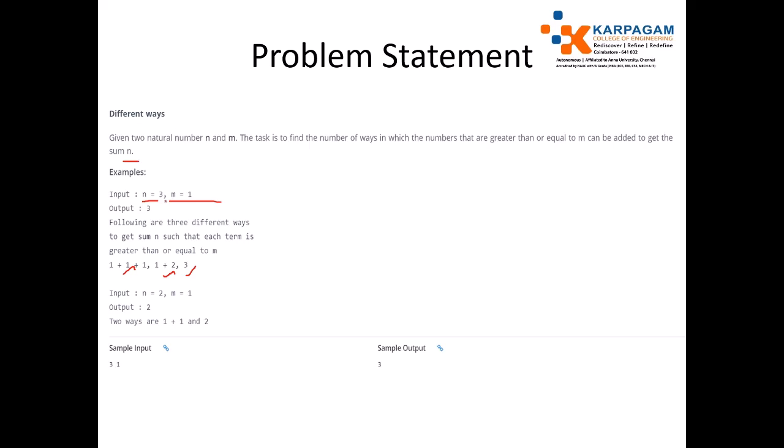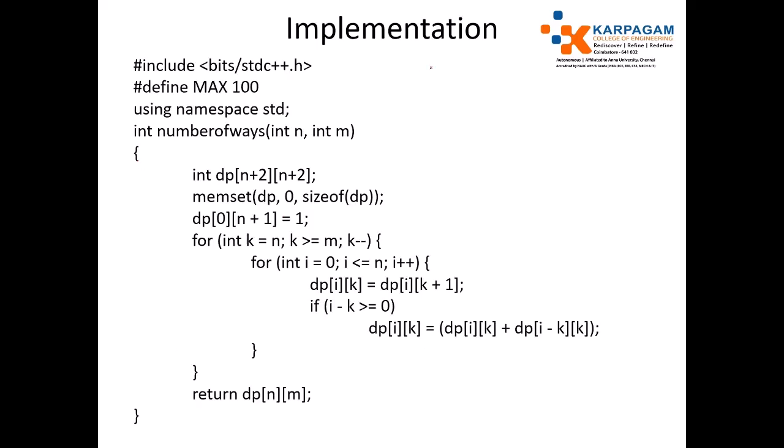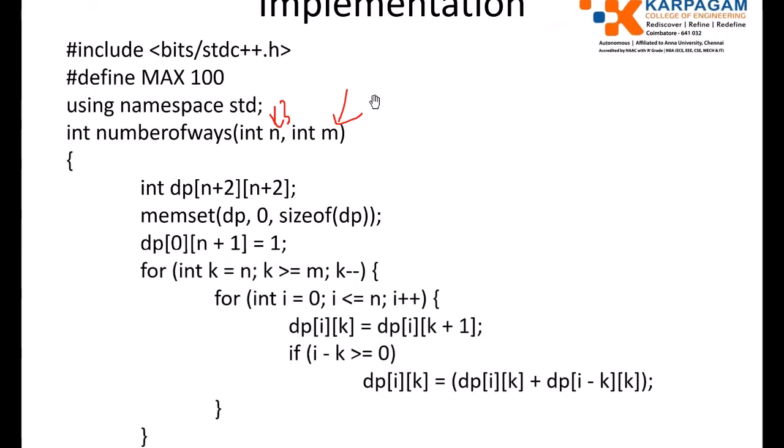And to get 3, next step, how many possibilities are available? To get sum 3, how many possibilities are available by using 1? So these values are recorded by using DP. For example, here I account the number of ways. Here n is the sum, and we need to select the value which is greater than m. They give the value as 3 here and m as 1. So we need to select the value.